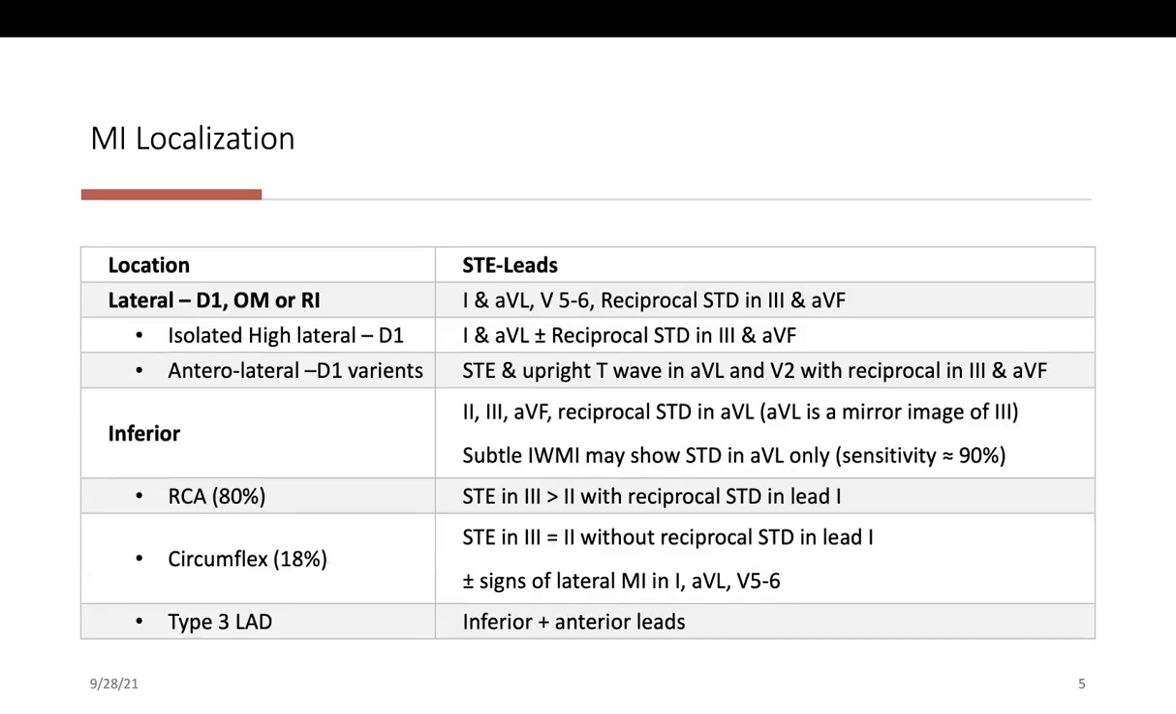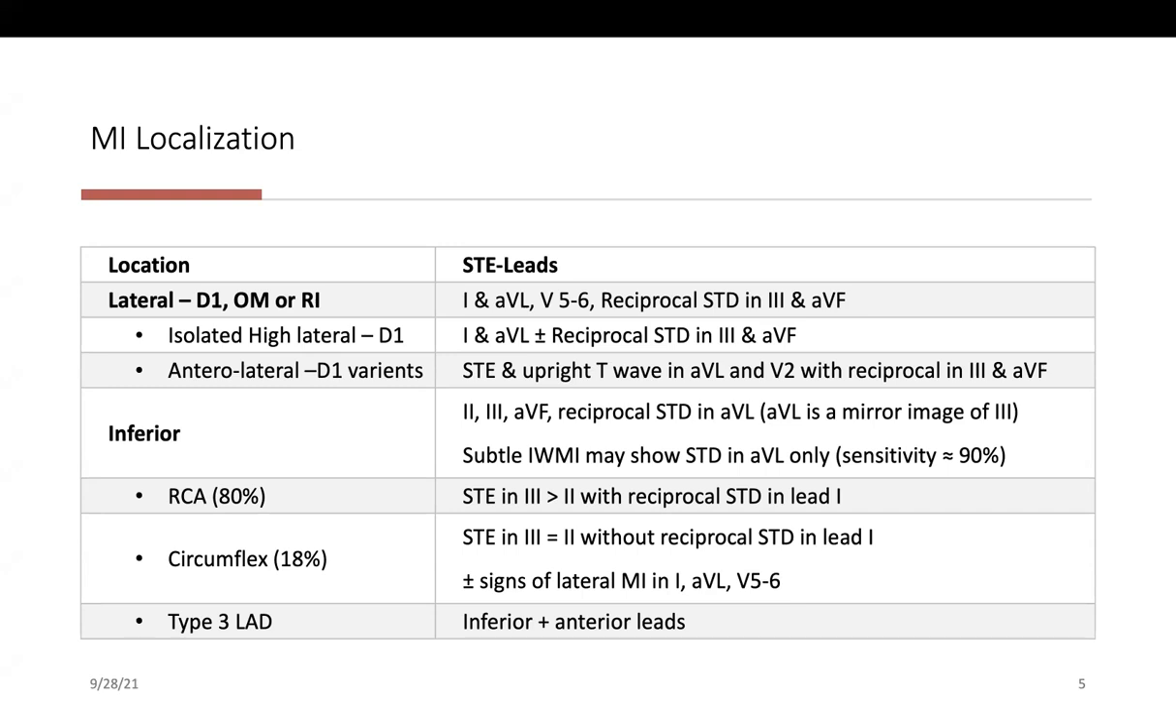For a lateral MI, usually it's due to D1 occlusion, but it may occur with OM or Ramus intermedius. And you will find ST elevation in lead 1, AVL, V5, and V6, with reciprocal ST depression in 3 and AVF. If it's isolated high lateral MI, you will find ST elevation in 1 and AVL only, with ST depression in the inferior leads. If it's anterolateral, or D1 variant, you will find some ST elevation and upright T wave. Still it's high lateral MI, and you will find reciprocal changes in the inferior leads.